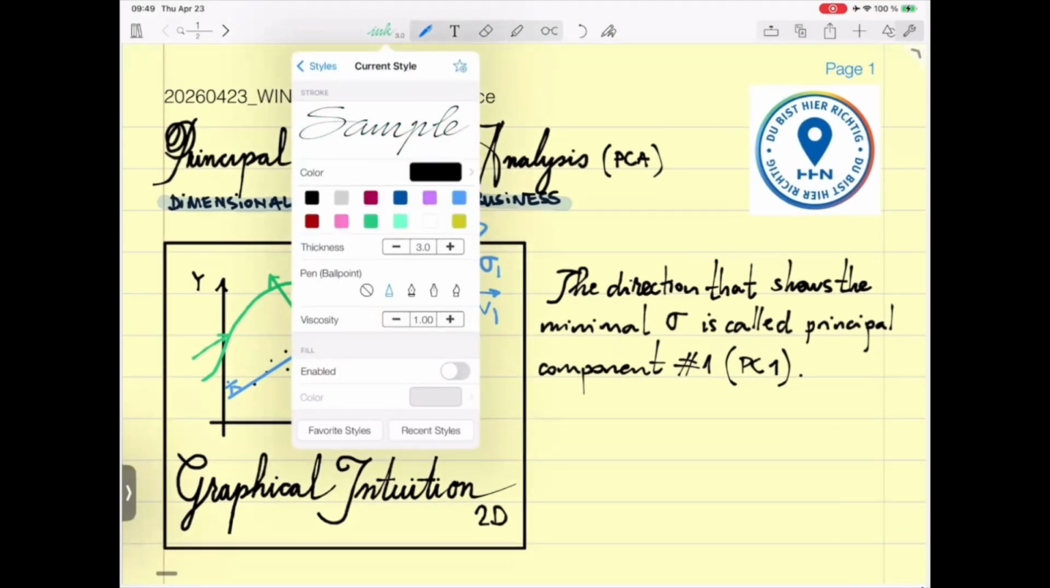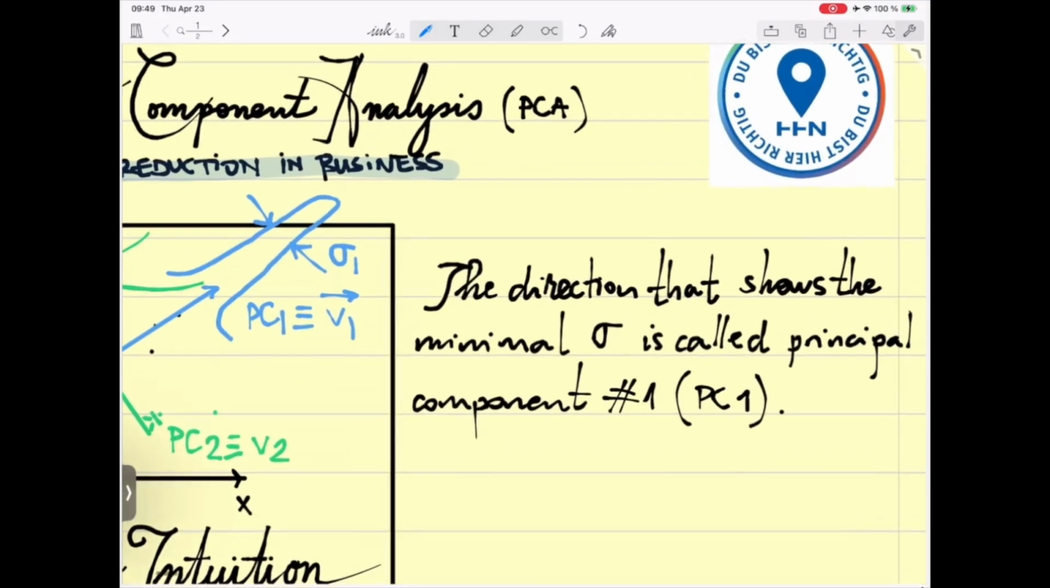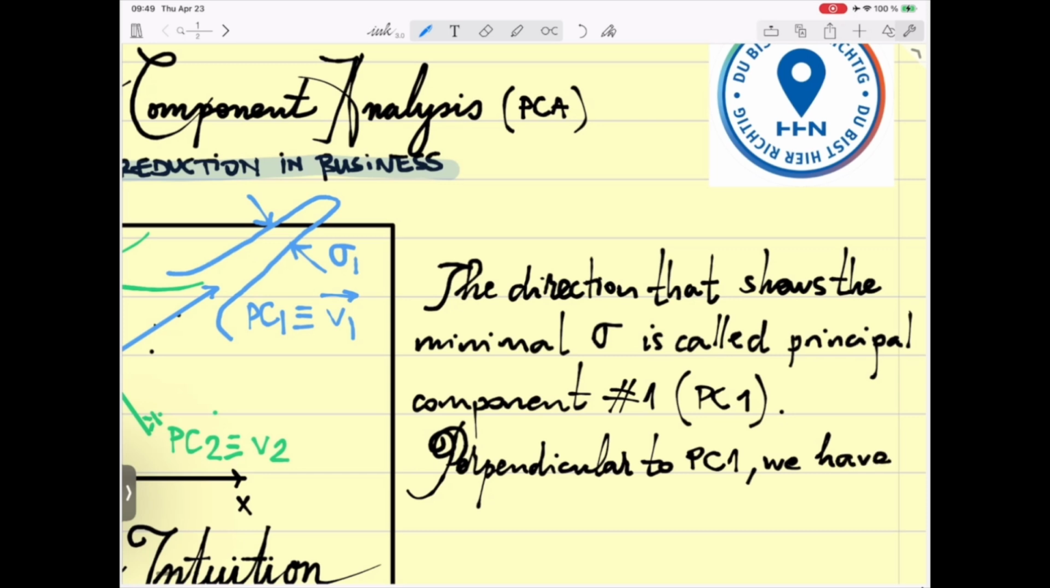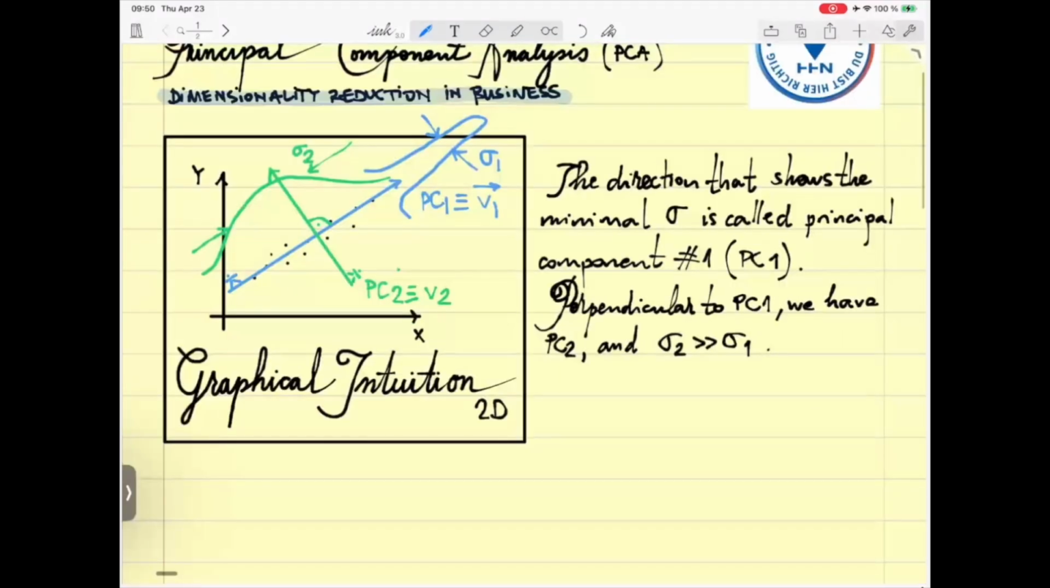So perpendicular to PC1, we have PC2 and sigma 2 is much bigger than sigma 1. Okay, standard deviation, you know, shows the variability in the system.